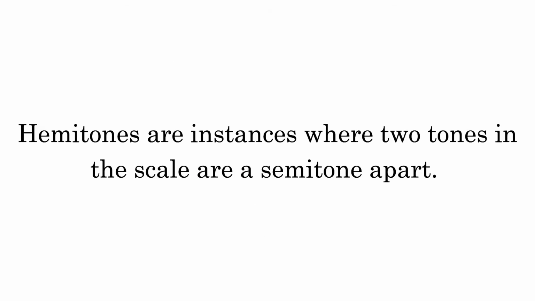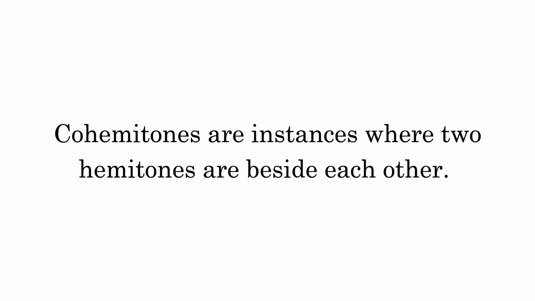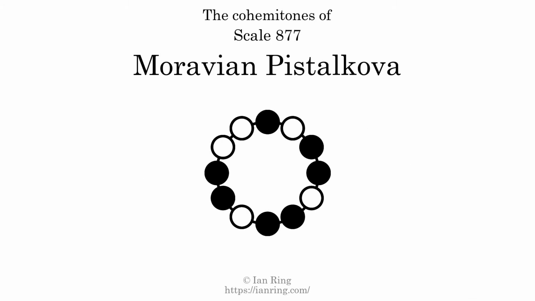Hemitones are instances where 2 tones in the scale are a semitone apart. This scale has 3 hemitones. They are at positions here, here, and here. Cohemitones are instances where 2 hemitones are beside each other. This scale has no cohemitones.